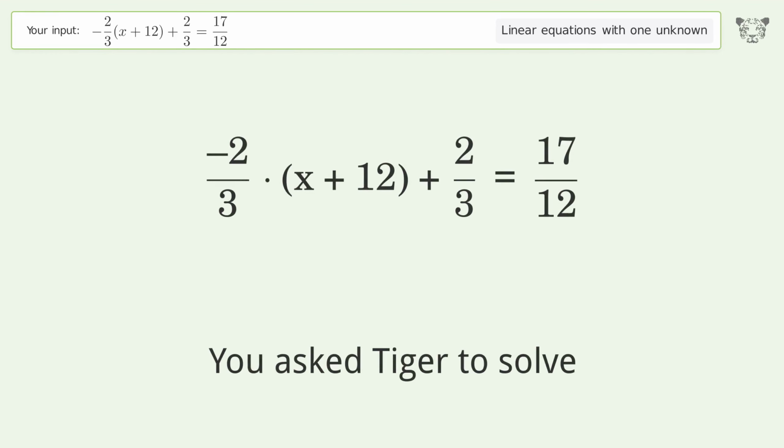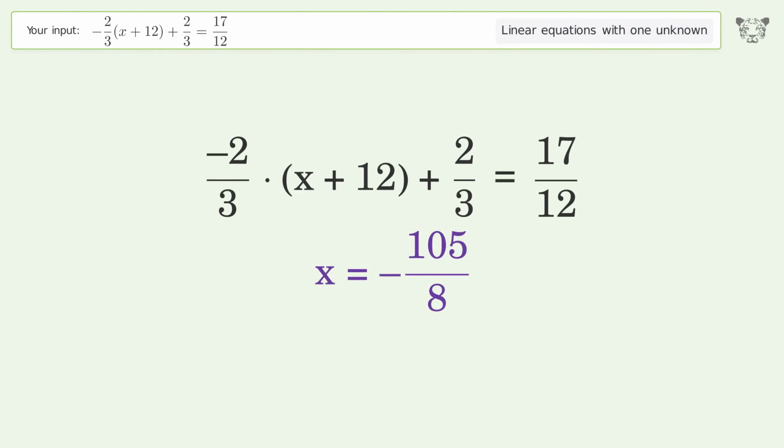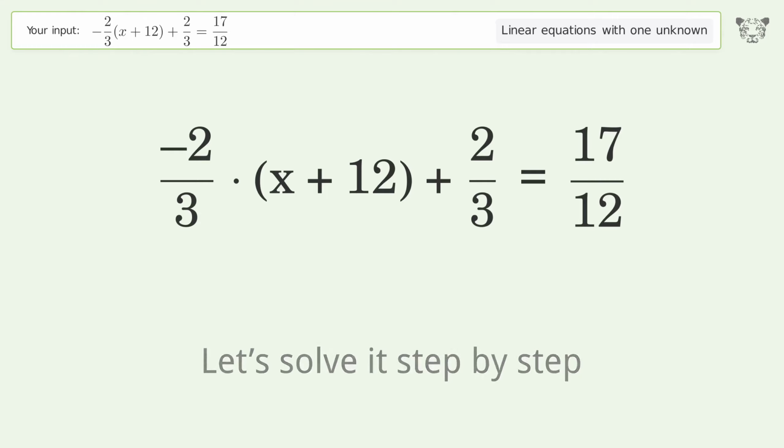You ask Tiger to solve. This deals with linear equations with one unknown. The final result is x equals negative 105/8. Let's solve it step by step.